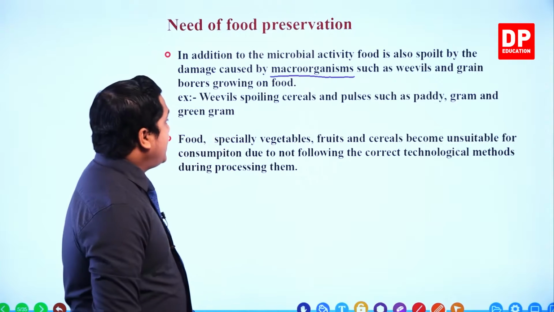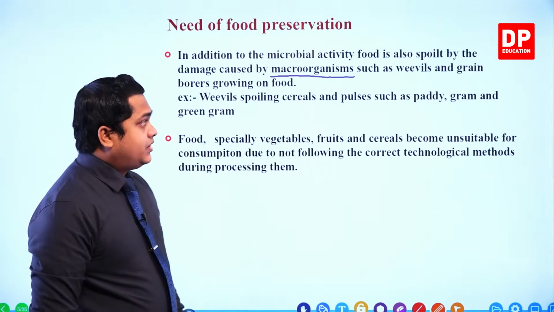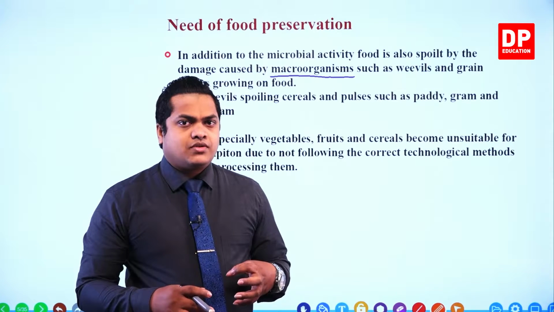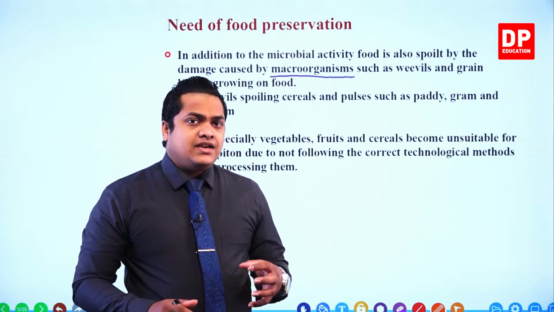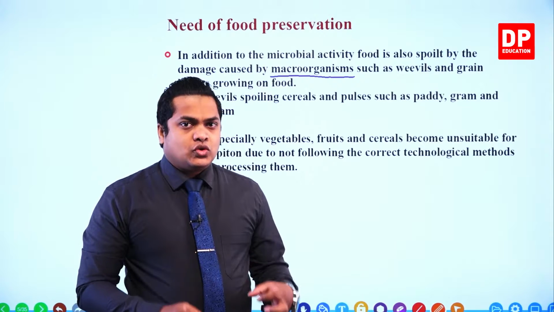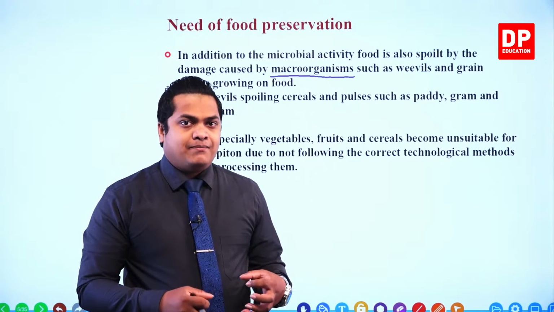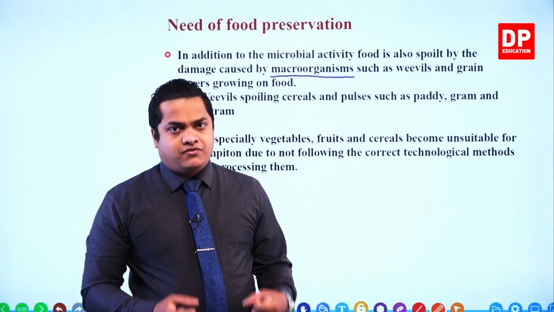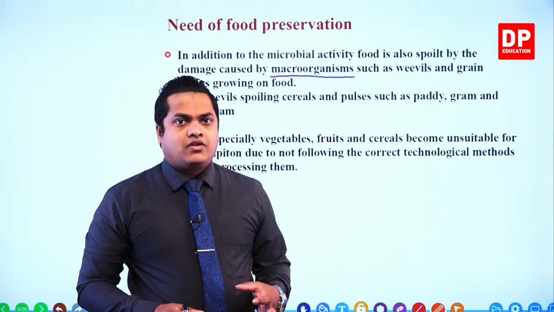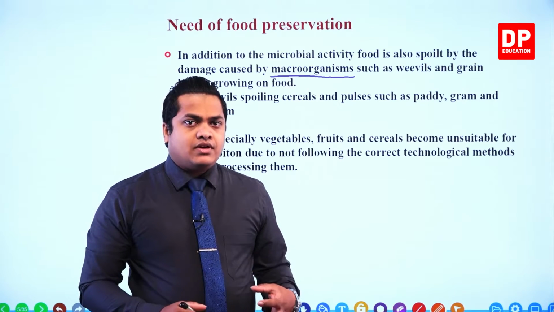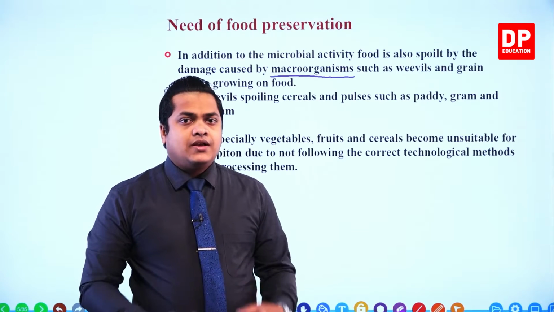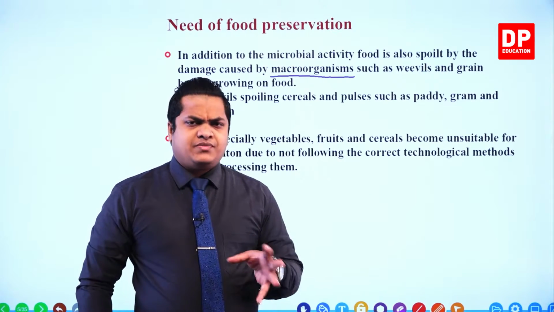Then grain growers growing on the fruit. Okay, grain growers. So these kinds of macroorganisms are also going to spoil food. Actually, they are not going to spoil food. However, those organisms are also going to help the microorganisms to spoil food. So we can consider that as a main cause. There are some macroorganisms which are going to help to spoil food for the microorganisms. The main action is because of microorganisms.